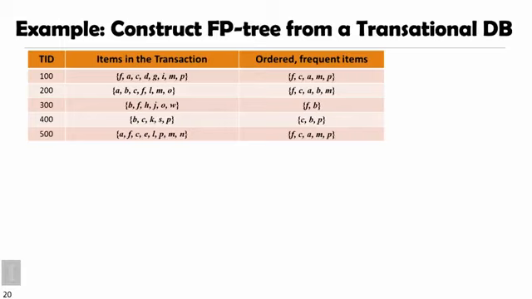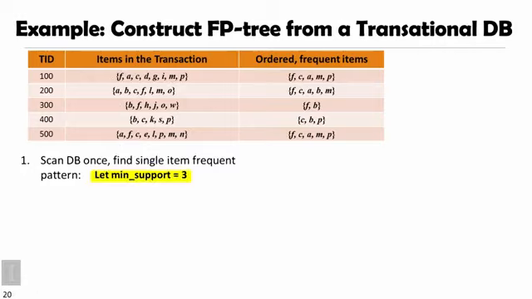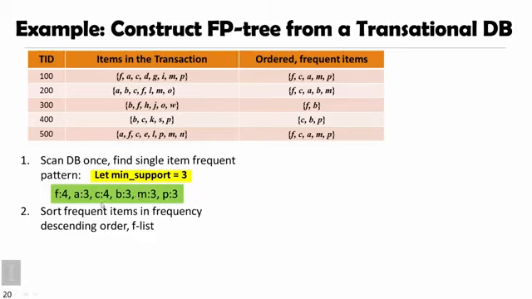Let's look at a simple example. For this transaction database, it has only 5 transactions. Each contains a set of items. So we can scan the database once and find the single-item frequent patterns. Suppose the minimum support is 3. We will be able to find the following frequent single items. Then we can sort the frequent items based on their support frequency in descending order like this.